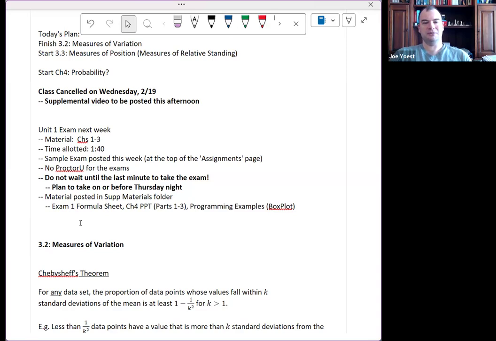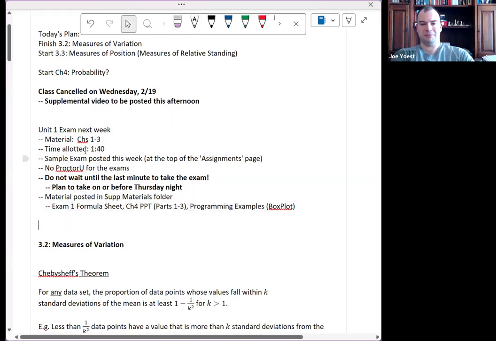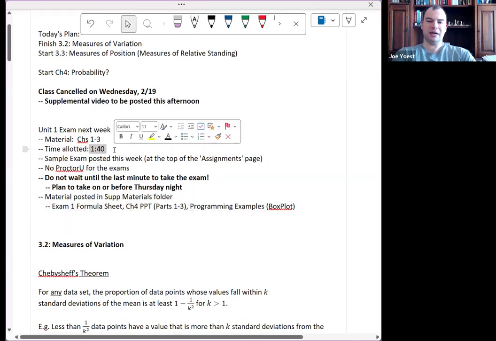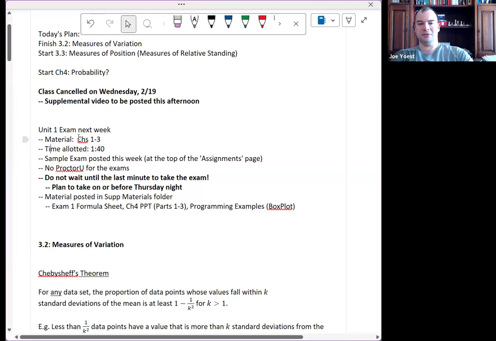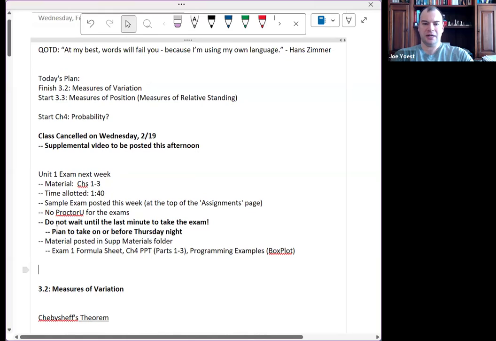And the other unit exams and the final exam will work very similarly to all of this. All of these general ideas will be the same for them. The time for the final will be 2 hours instead of an hour 40. The material will, of course, be a bit different, but the rest of this will be pretty similar. Any questions about the Unit 1 exam coming up?